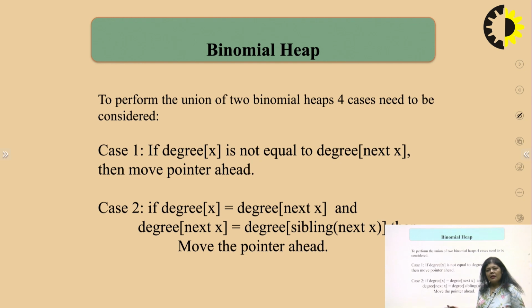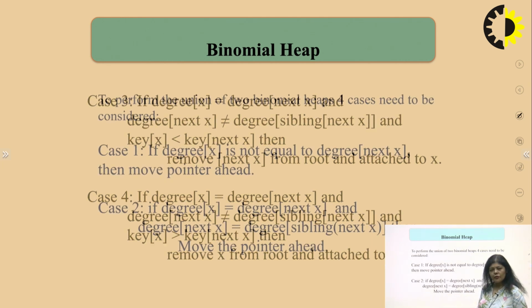The next case says that if the degree of a binomial tree referred to as X is equal to the degree of the binomial tree which is next to X, and the degree of the binomial tree which is next to X is equal to the degree of its sibling which is next to the next of the X. If this case satisfies, then we are again simply moving the pointer ahead. So these are the first 2 cases.